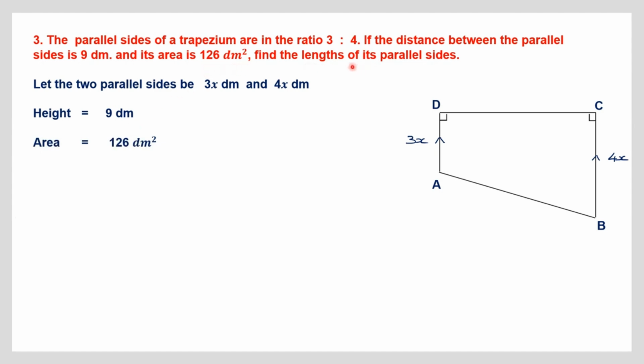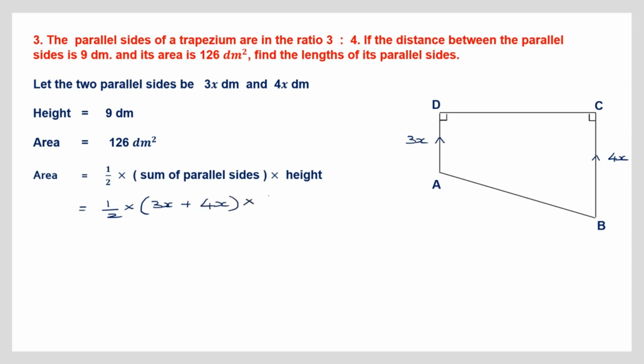Now we have to find the lengths of the parallel sides. Now we know it is 3x and 4x, but we have to find the actual length. So we have to find the value of x. Now we know the area, so we're going to use the formula for area to find x. So area is half into sum of the parallel sides into the height. So the first parallel side is 3x plus the other parallel side is 4x into the height, which is 9.